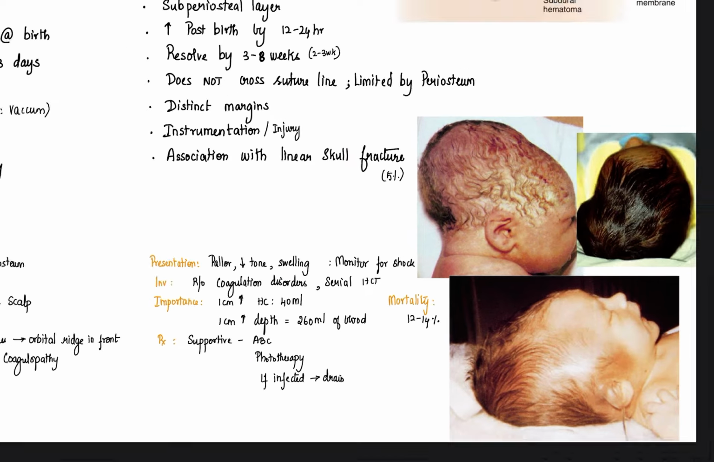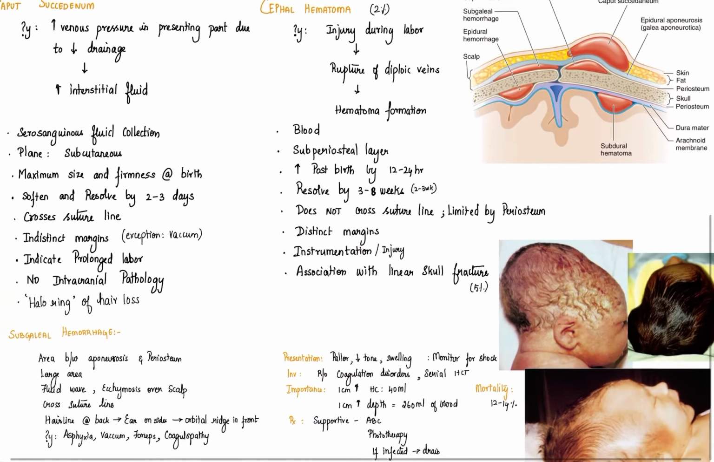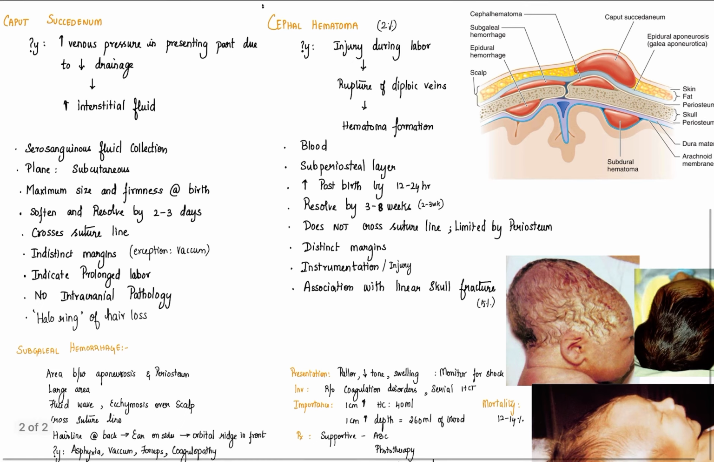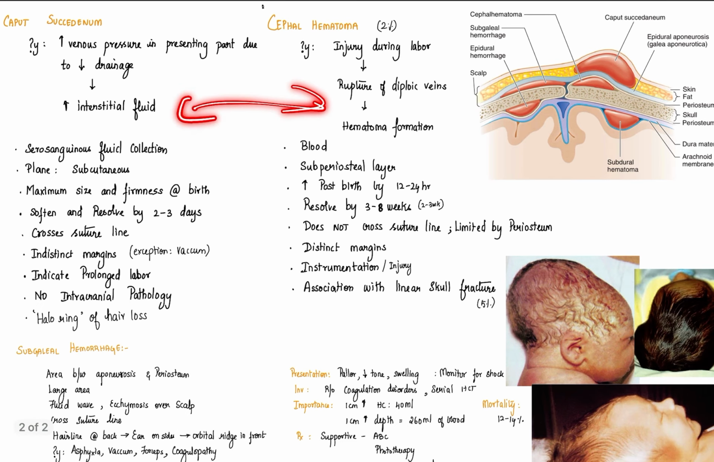Questions can be asked in this topic in any manner. They can ask just caput, just cephalohematoma, just subgaleal hemorrhage, ask you to draw the diagram, and ask you to write the differences between a caput and a cephalohematoma. So I hope I have covered all the important points in this one slide.